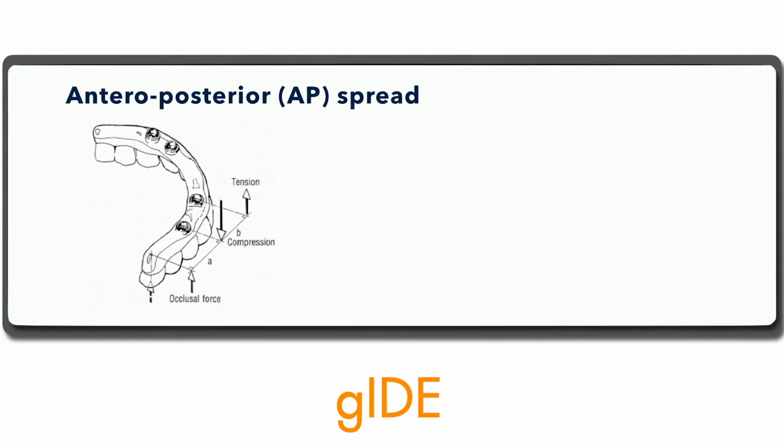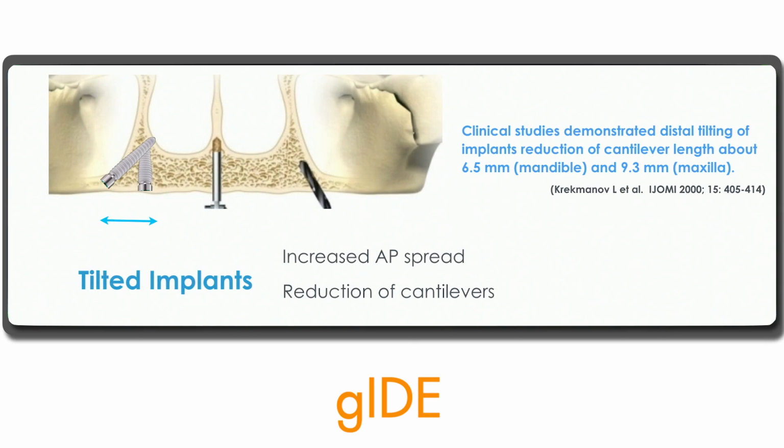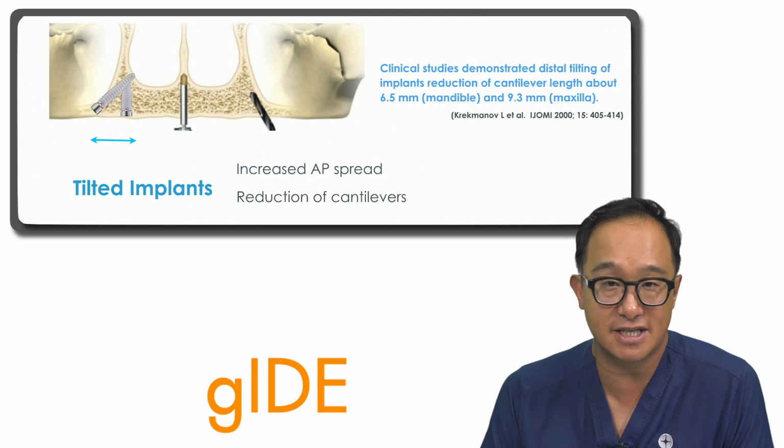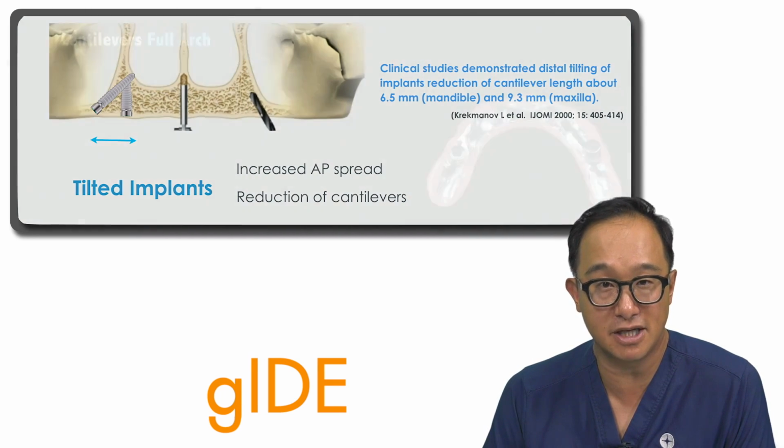As a force magnifier, the longer the lever arm is, the more force that's applied. So if you place your implants all in a straight line anteriorly, the cantilever arm is so long, it increases the force, and that's where oftentimes people can get complications, in this cantilever part of the framework. So the clinical studies have shown that tilting of those implants means that you reduce the cantilever length by about 6.5 millimeters in the mandible and about 9 millimeters in the maxilla. So significant reduction by distally angling those implants and tilting them in.